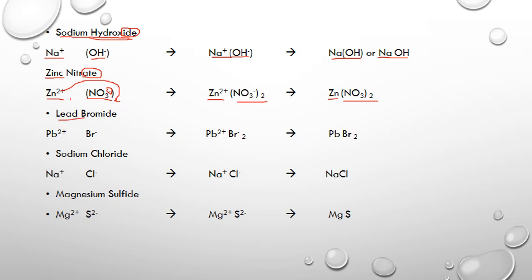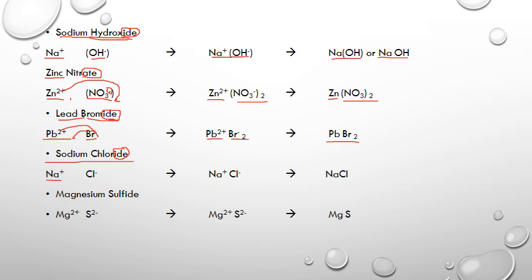Lead bromide. Okay, this is binary because it ends in "ide." So lead is one you have to memorize. Bromine is in the 17th column because it's minus. Crisscross charges, 2 and 1. So here you go. So there's 2 Brs and 1 Pb. And if you remove the charges, you get PbBr2.